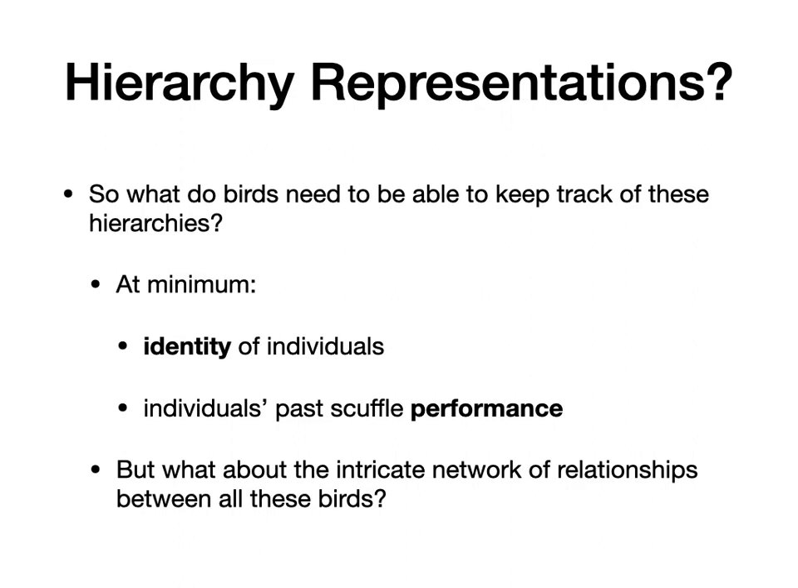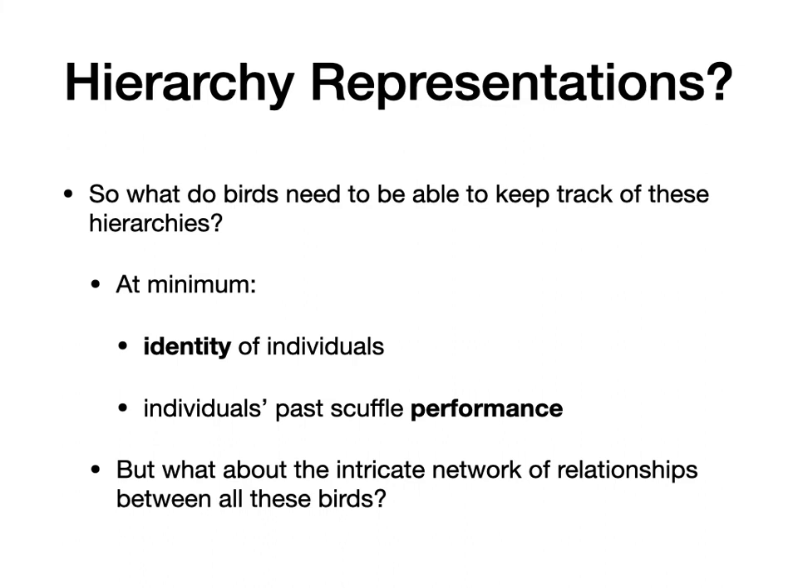At minimum, birds need to keep track of things like the identity of individuals in their environment, right? They need to know the difference between redbird and orangebird. That's not trivial. That's actually pretty important. I need to have a unique signifier somewhere in my neural patterns that says, oh, that's redbird. Oh, I hate redbird. Redbird's a jerk, right? And you have to keep track of the past scuffle performance of the environment. So those are the absolute basics, right? You need sort of a match history and IDs, right?